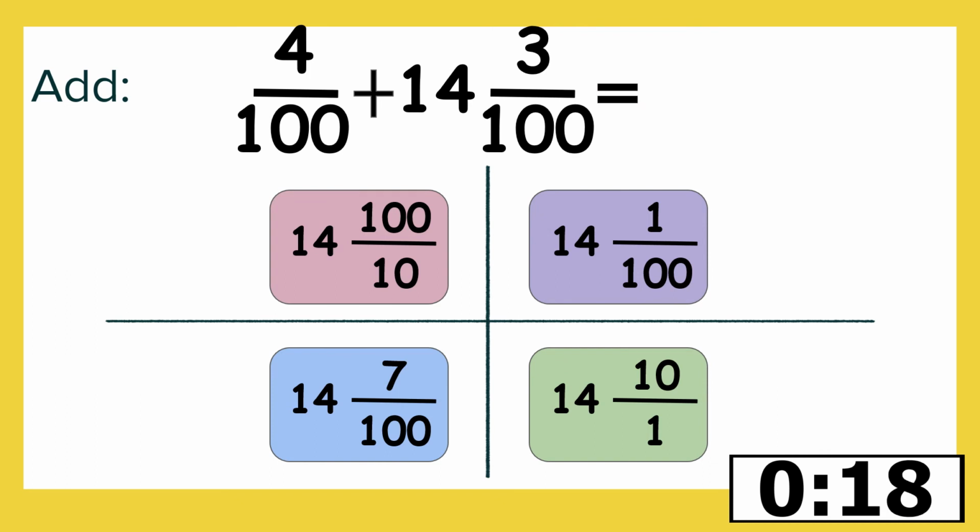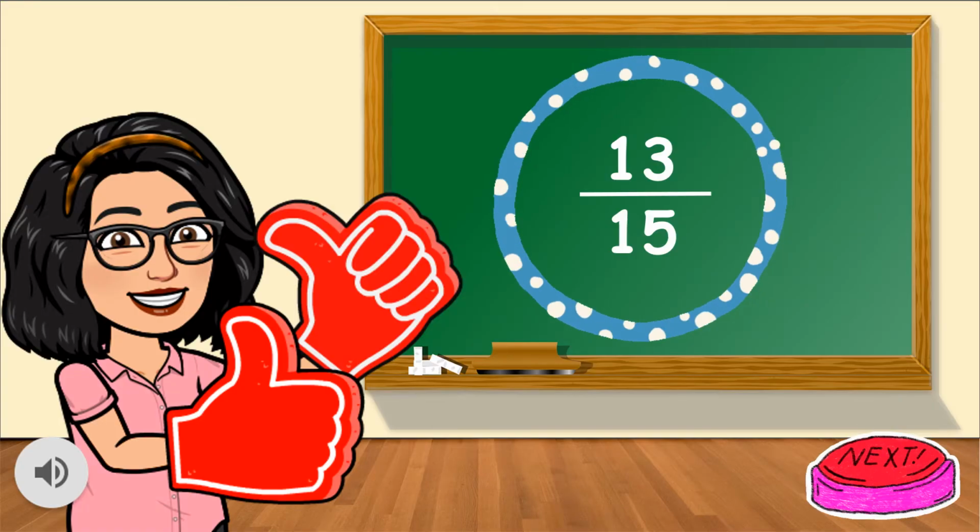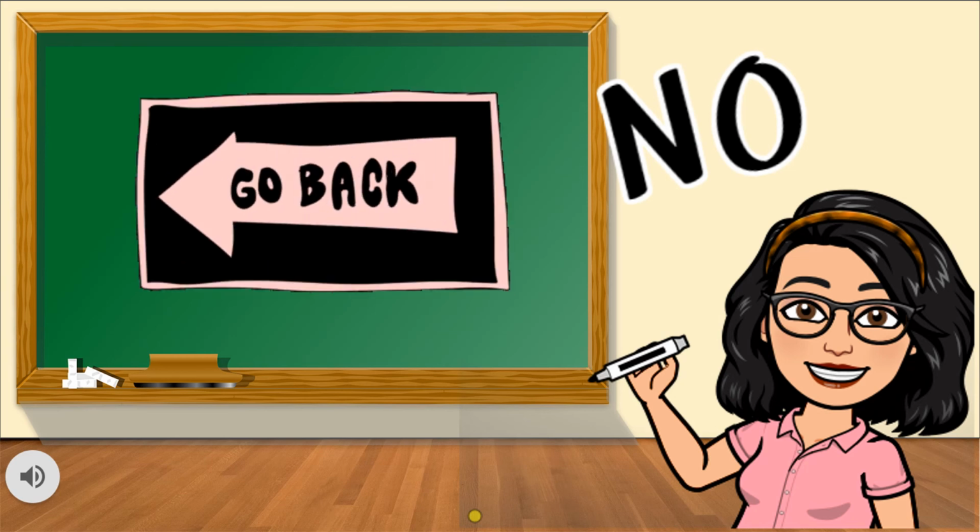Next, add the following. 4 over 100 plus 14 and 3 over 100 is equal to, since 4 over 100 does not have a whole number, all we need to do is to copy 14. Then add 4 plus 3 is 7 and copy the denominator. So the final answer is 14 and 7 over 100.